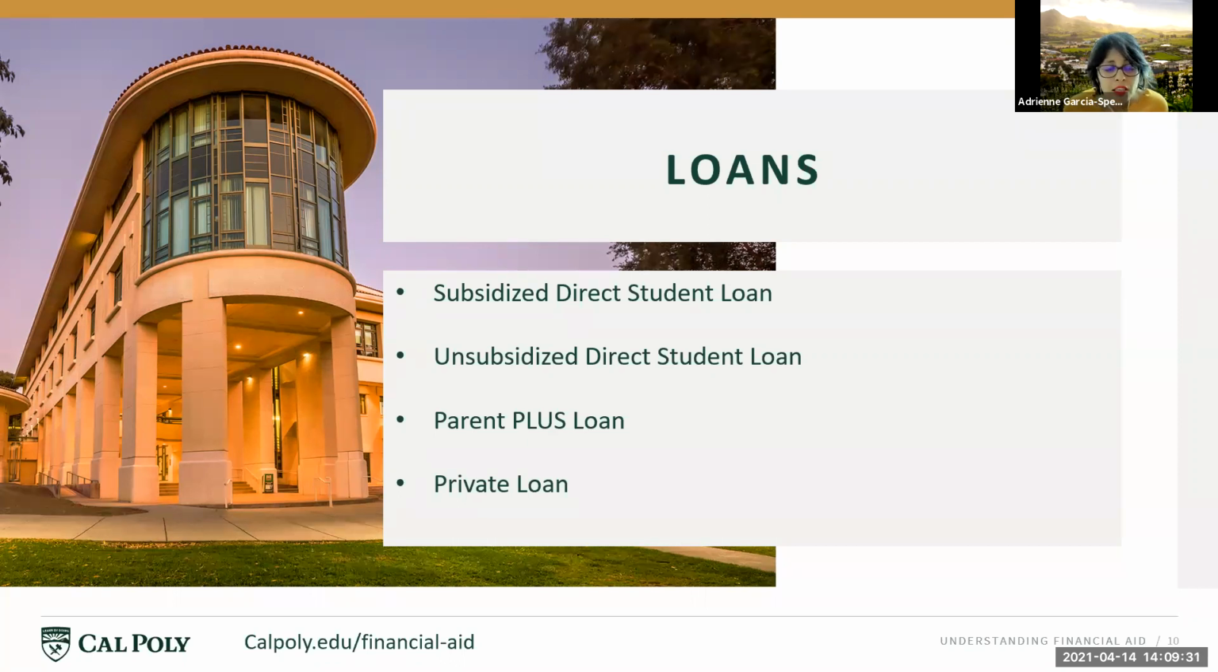Students can also consider applying for a private educational loan. Typically, these loans are in the student's name with a parent or a supporter as a co-signer. On our financial aid website, financialaid.calpoly.edu, we have a tool that helps you search for private loans, and it's a loan comparison tool that's actually really helpful.